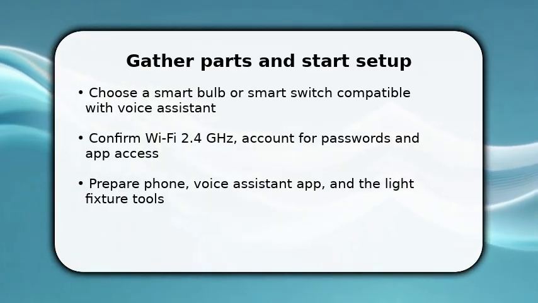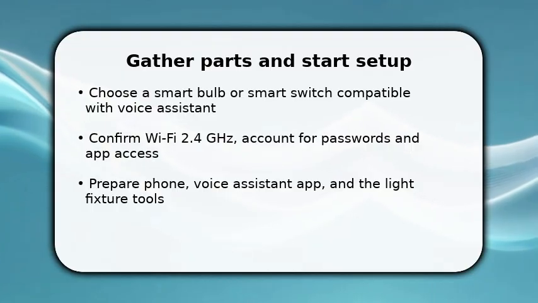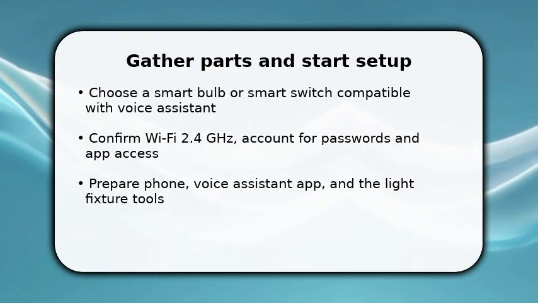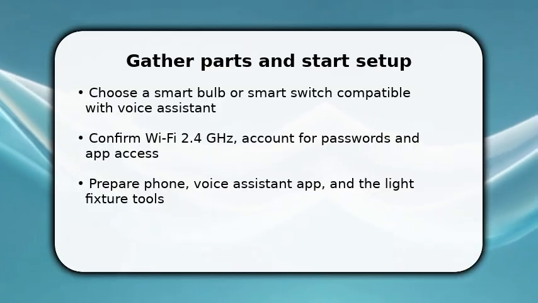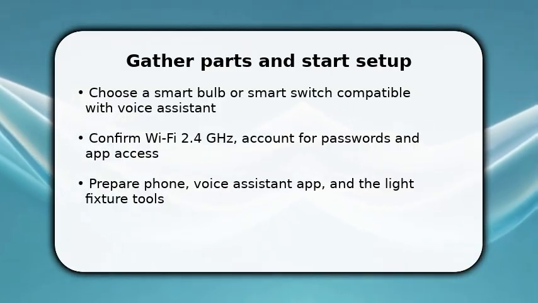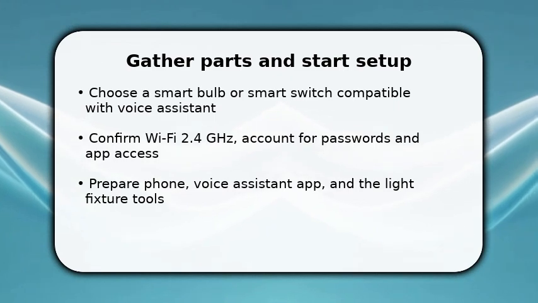Once paired, name the light clearly in the app so voice recognition is reliable. Make sure to enable location and permissions if requested. This speeds discovery and avoids pairing errors later.